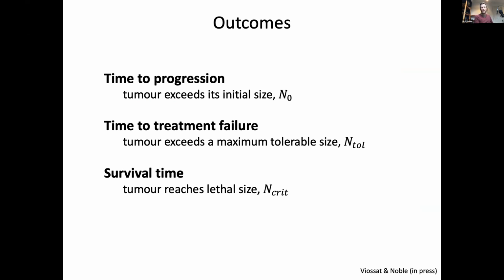The clinician would say, we do not permit the tumor to grow above this certain size, because above that size, it starts being dangerous, it starts overly affecting quality of life. And thirdly, we look at survival time, which is simply the time until the tumor reaches a lethal size. And this is obviously a clear endpoint.